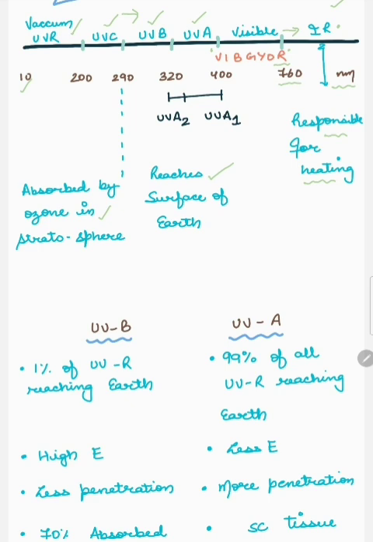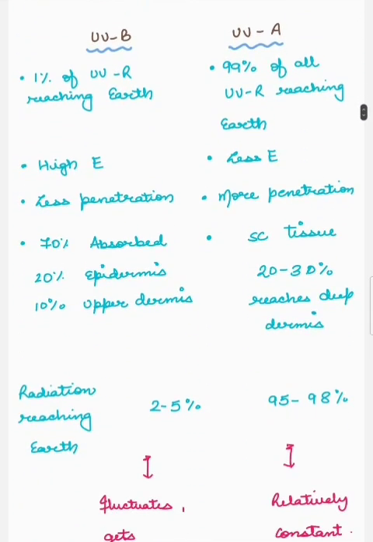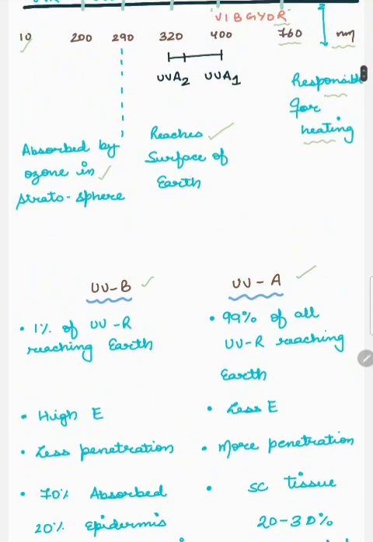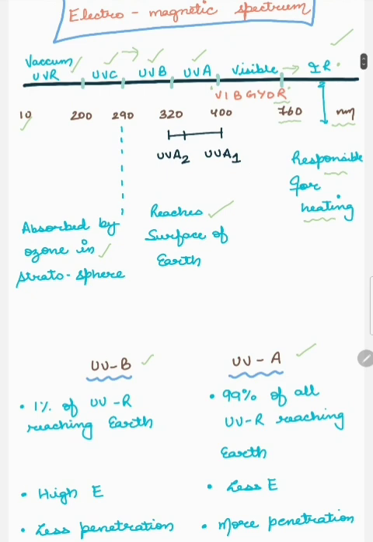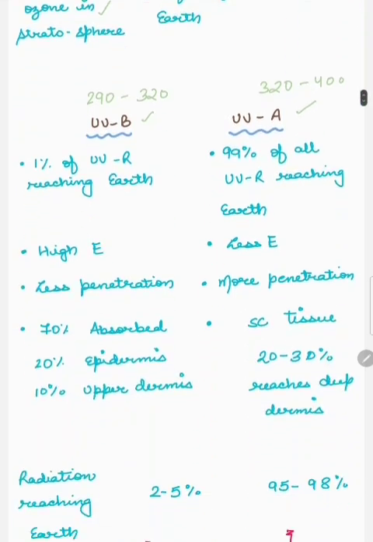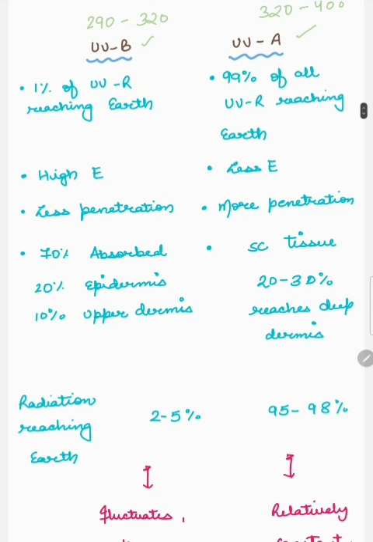Now, a very important difference between UVA radiation and UVB radiation. This is very important in the understanding of photodermatology. So here we have the differences, UVB versus UVA. UVB was the one with shorter wavelength, right? 290 to 320. And then we have 320 to 400, which is UVA. Only 1% of UV radiation which reaches the Earth is UVB. Rest all is UVA. So UVA is the primary radiation that is reaching the Earth. 99% of all UV radiation reaching Earth is UVA.